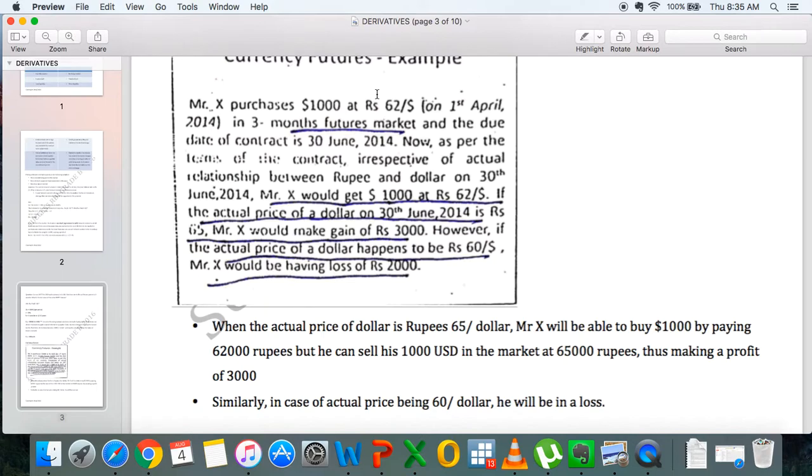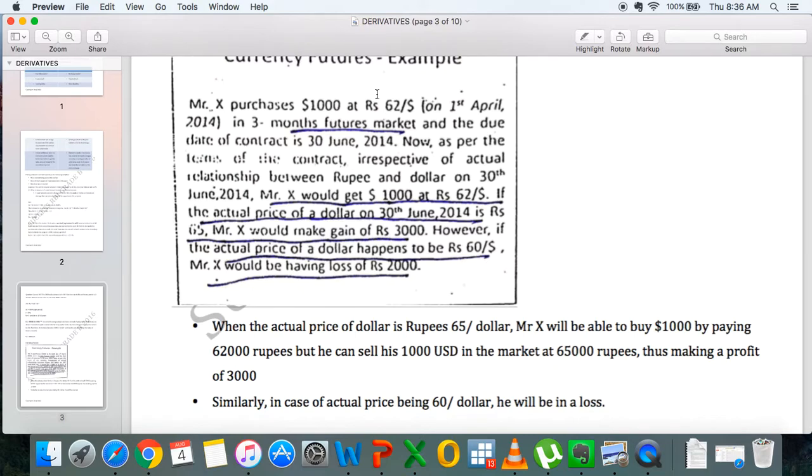I, as an investor, as a normal person, may need some money after a certain period of time. So instead of waiting for the time period and expecting the exchange rate to be favorable, I'll fix a certain exchange rate. I'll go to the futures market and say, I can pay this much now or 3 months later. If it rises, fine, I'll profit; if it falls, I'll have a small loss, no problem, but I am insured. This is like insurance of some kind that you are making.